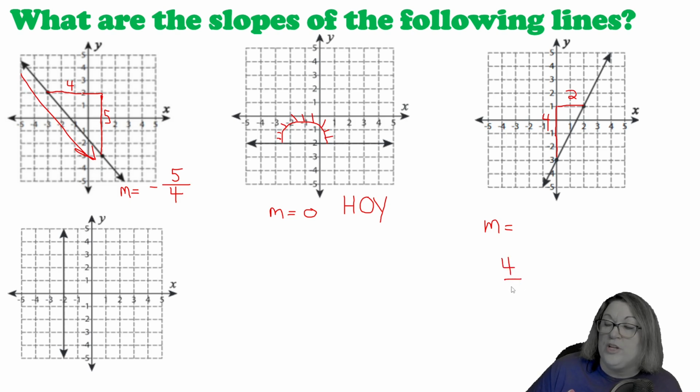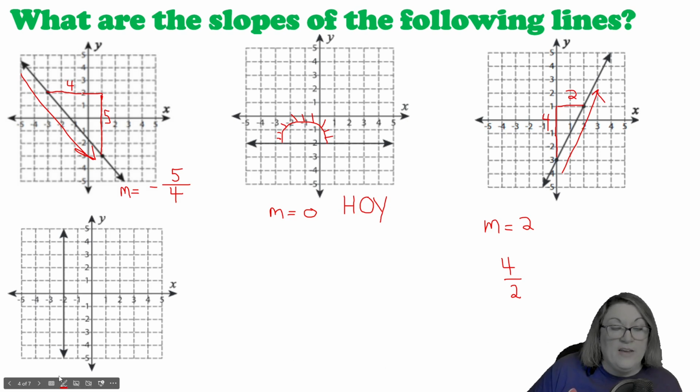Now 4/2 can be simplified. 4 divided by 2, that's actually a 2. So 2 is our slope for this line. And this line is a positive line because it's moving upward from left to right. So we don't need to add a negative symbol on there. And we're done with that one.